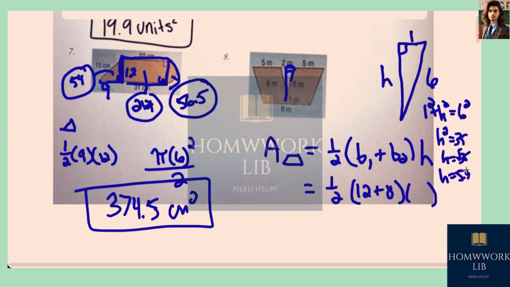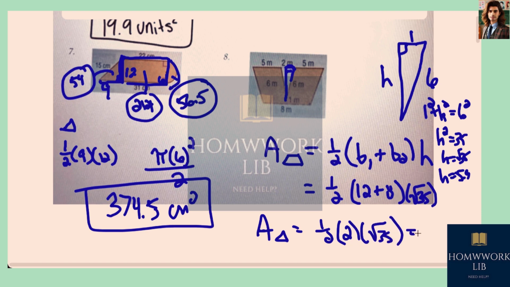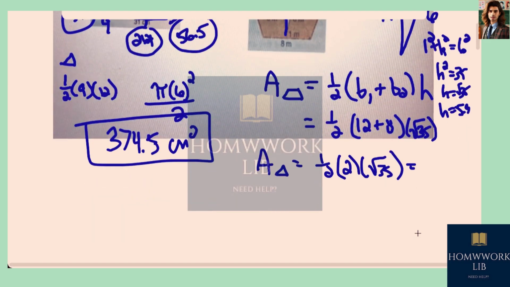Okay. So 5.9, although I'll round at the end. So I'm going to call it the square root of 35 here. The area of the triangle that we're going to subtract would be 1/2. The base of the triangle is 2, and the height is the square root of 35. And so the area of the whole thing would be 1/2 times 20 times the square root of 35.